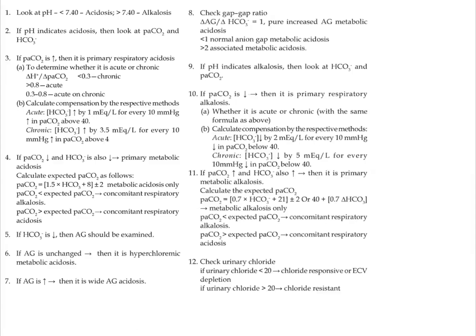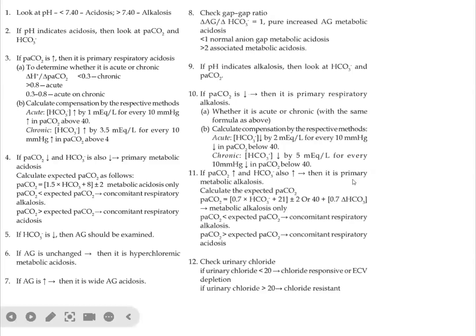The second is your compensation. We all know the compensation formulas. For metabolic acidosis, respiratory acidosis and respiratory alkalosis, it is 1, 4, 2, 5. I'm not going to discuss in detail because those are the basic compensation formulas that you should know. That is about the respiratory acidosis.